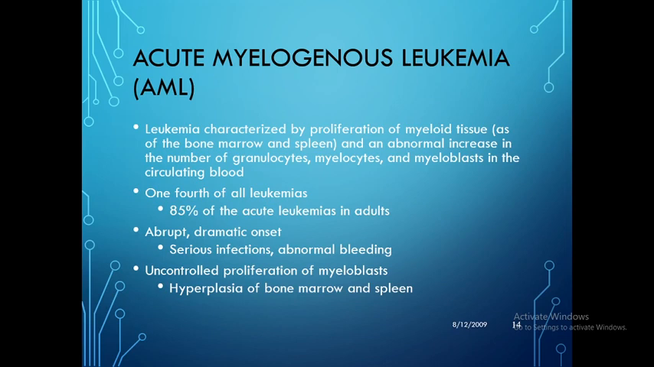What is hyperplasia? What is hypertrophy? Hypertrophy means an increase of cell mass or cell size. When someone practices in the gym or does bodybuilding, their muscles undergo hypertrophy, that is, they increase in size. The cell number remains the same. But in hyperplasia, what happens? The cell number increases. That's why we say uncontrolled proliferation of myeloblasts. Hyperplasia of bone marrow and spleen: the cell number increases, not the size.